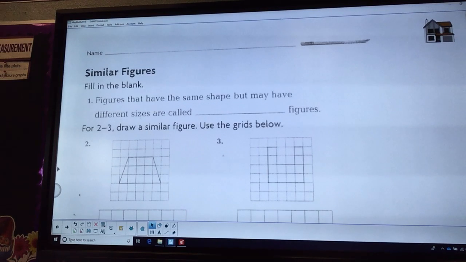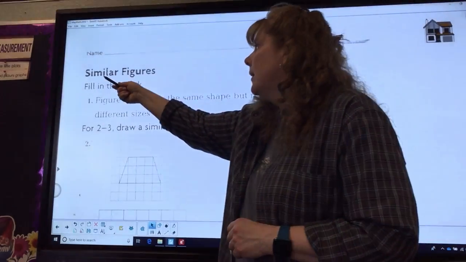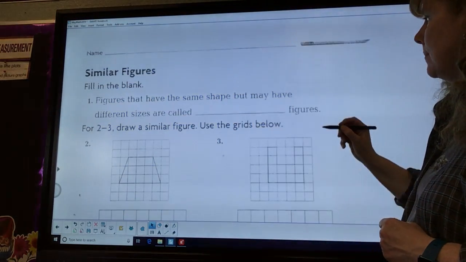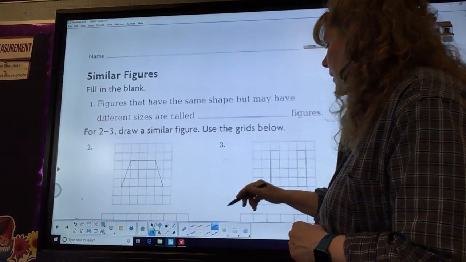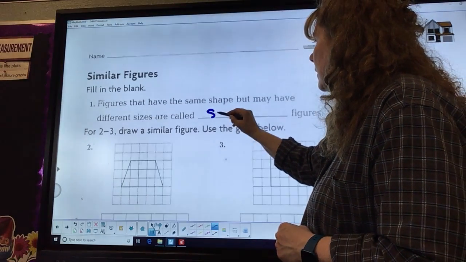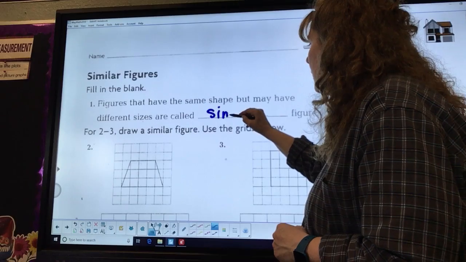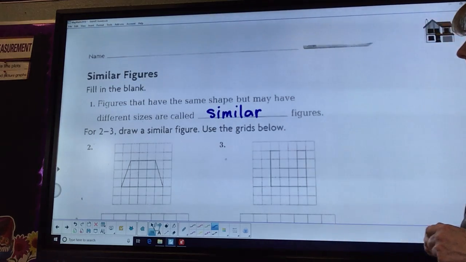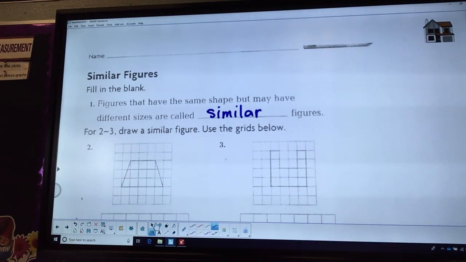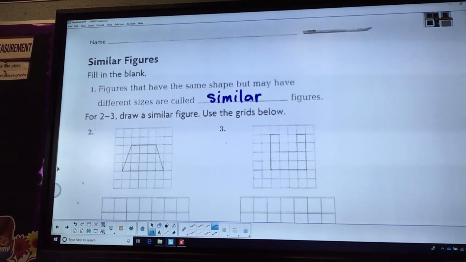Now, number 1 says figures that have the same shape but may have different sizes are called blank figures. What goes there? What has our whole entire assignment been around? Okay, so we're going to write similar right here. For numbers 2 through 3, you're supposed to draw a similar figure. Use the grids below. Okay, they give us 2 to work with here.